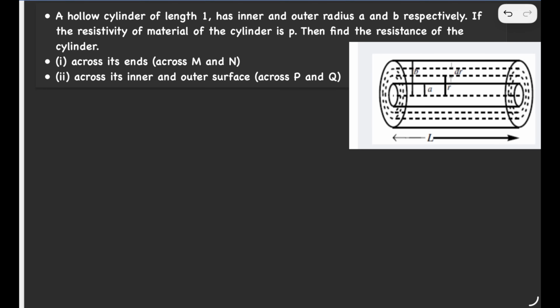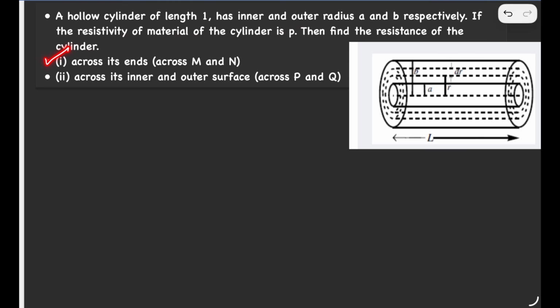Hello students. The given question is: a hollow cylinder of length L has inner and outer radius A and B respectively. If the resistivity of the material of the cylinder is rho, then find the resistance of the cylinder.